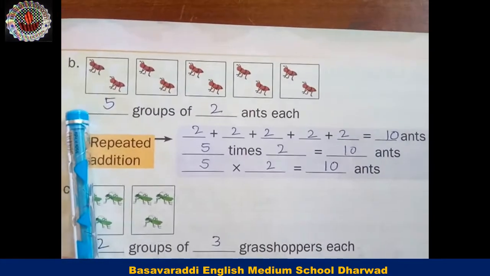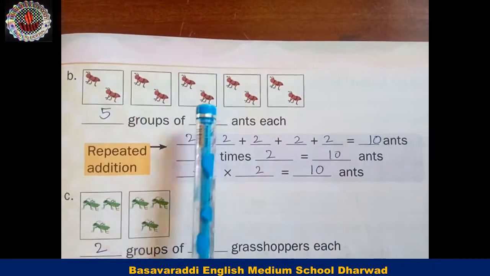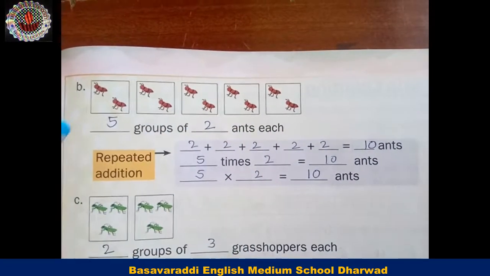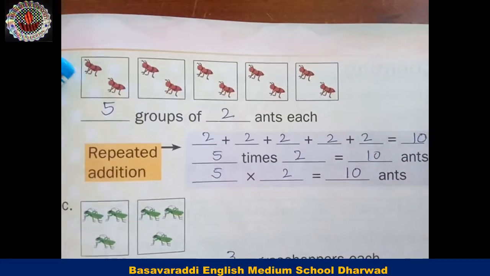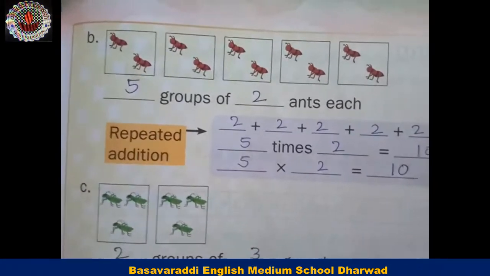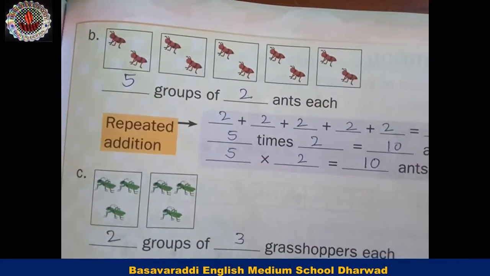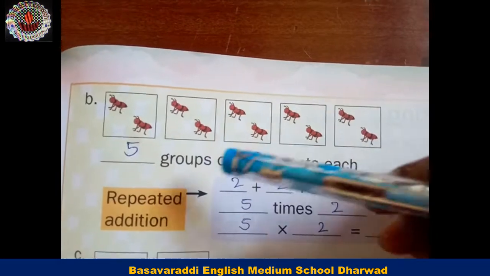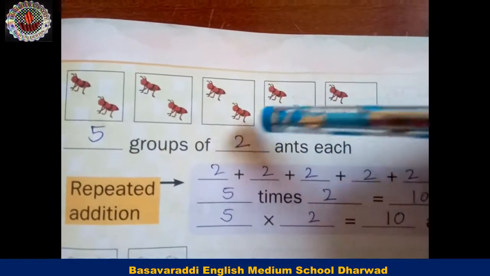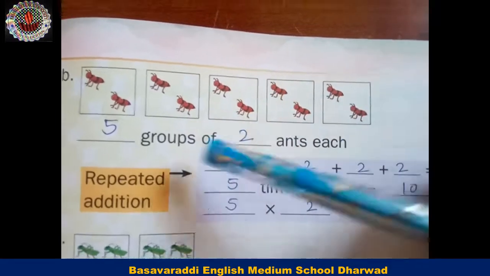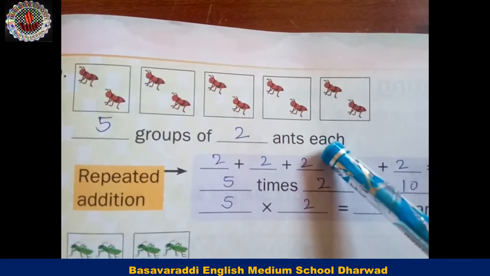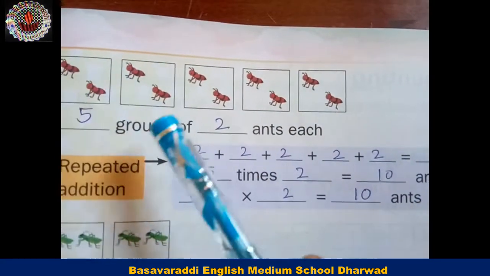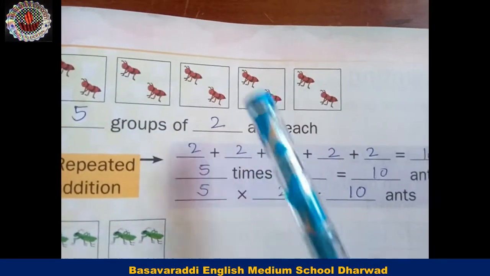Here, how many groups? 1, 2, 3, 4, 5. 5 groups of ants. So, in each group, how many ants? 1 and 2. 5 groups of 2 ants. See, 2 ants each. 5 groups of 2 ants each. See, this is what? Repeated addition. 2 plus 2 plus 2 plus 2 plus 2.